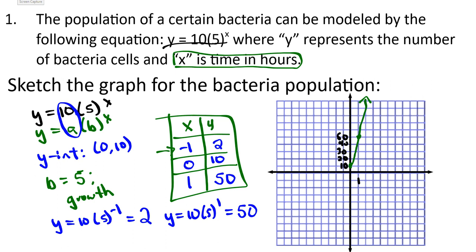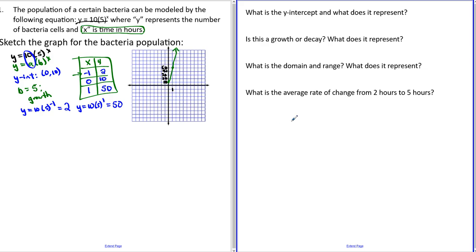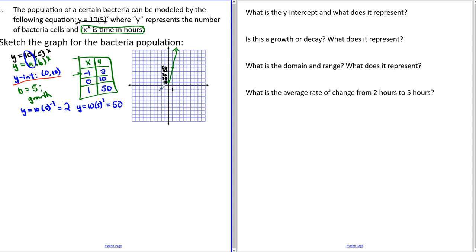Let's now look at some questions that they're going to have us answer about it. This is that whole interpreting part and identifying part of our objective. So what is a y-intercept and what does it represent? When we found our y-intercept, it was that 0, 10.